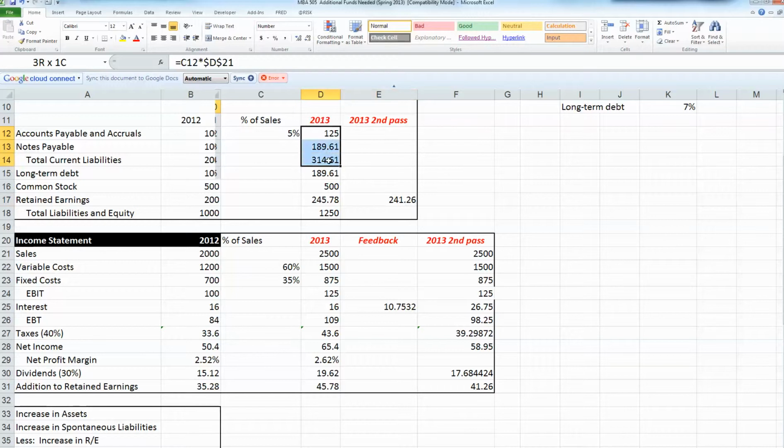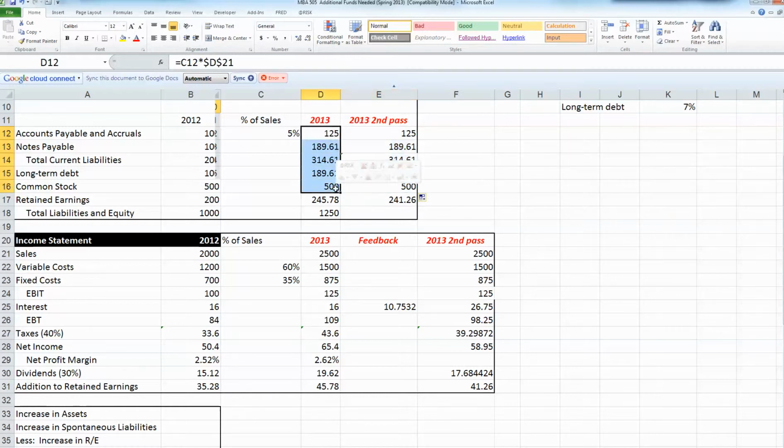I'm going to just see if I can do it. I can't quite do it that way. I'm just going to create links here, copy that over, create a link here. So essentially, since these aren't changing, I'm just popping them over to 2013.